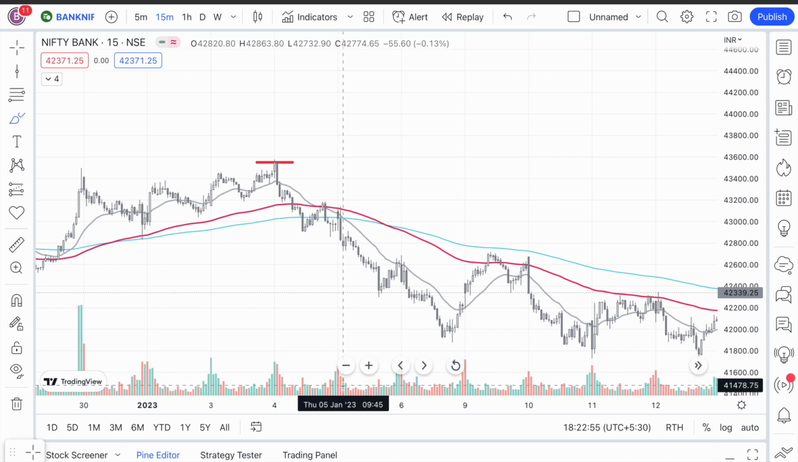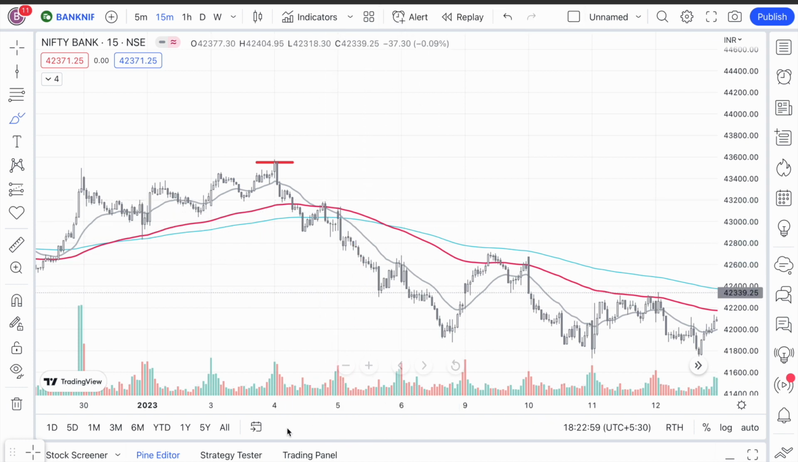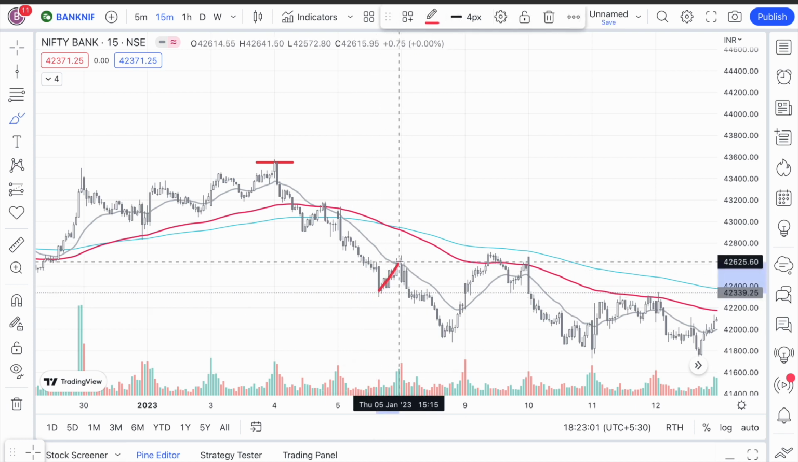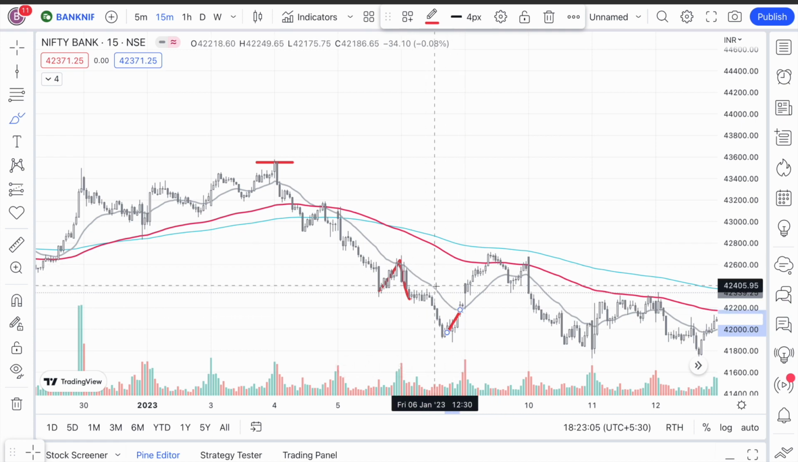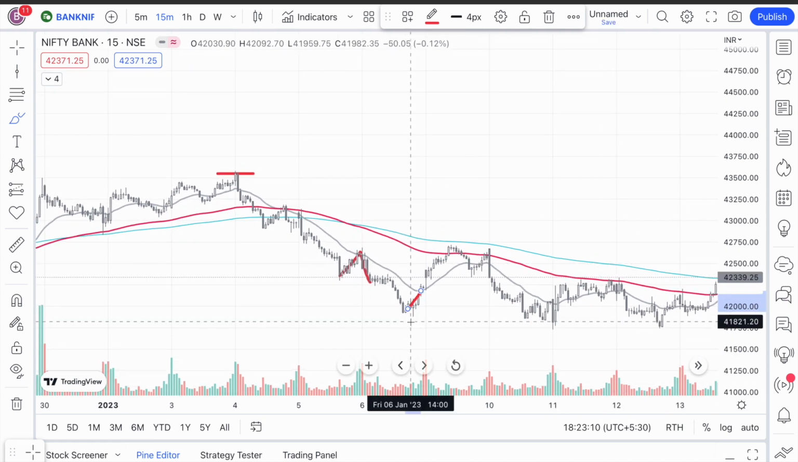You see the 5th of January, a similar trend. Although the selling was quite strong here, there is a recovery. Again selling, again recovery. So this is a common pattern we are observing for the past few sessions.